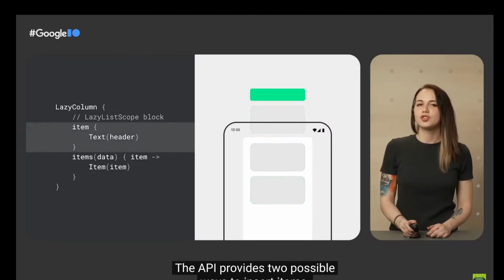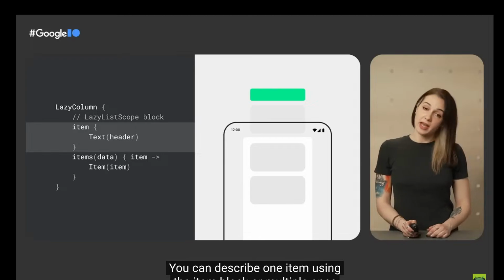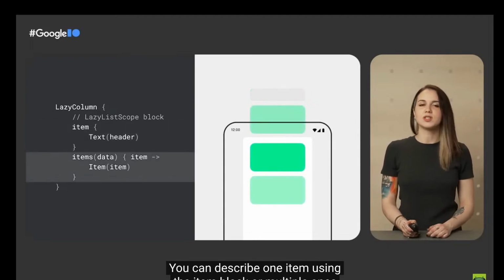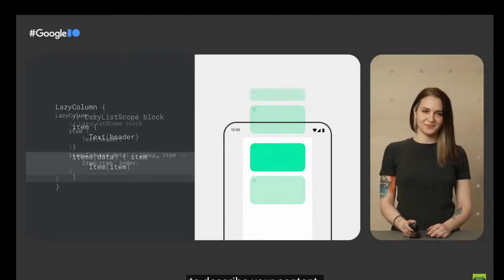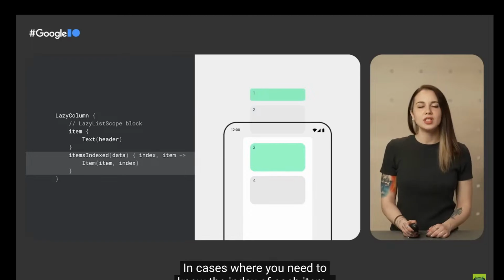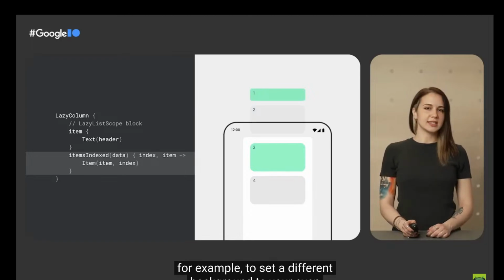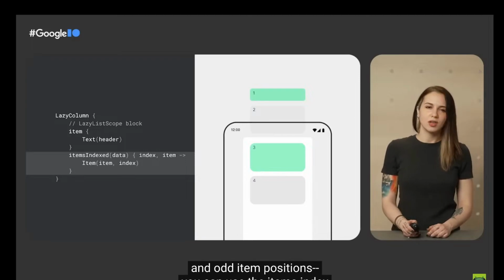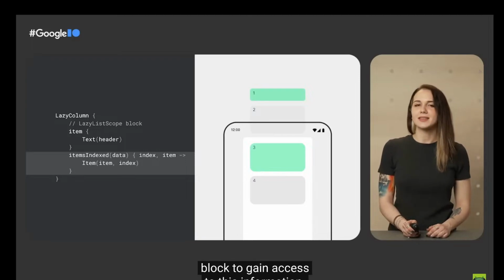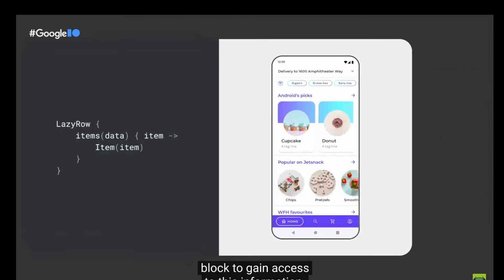The API provides two possible ways to insert items. You can describe one item using the item block, or multiple ones with the items block. You can also use a combination of both in the same list to describe your content. In cases where you need to know the index of each item, for example, to set a different background to your even and odd item positions, you can use the items index block to gain access to this information.